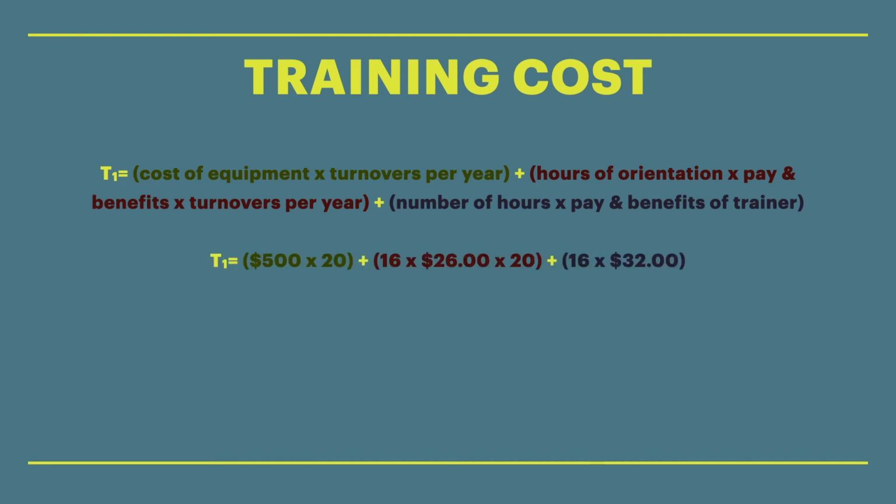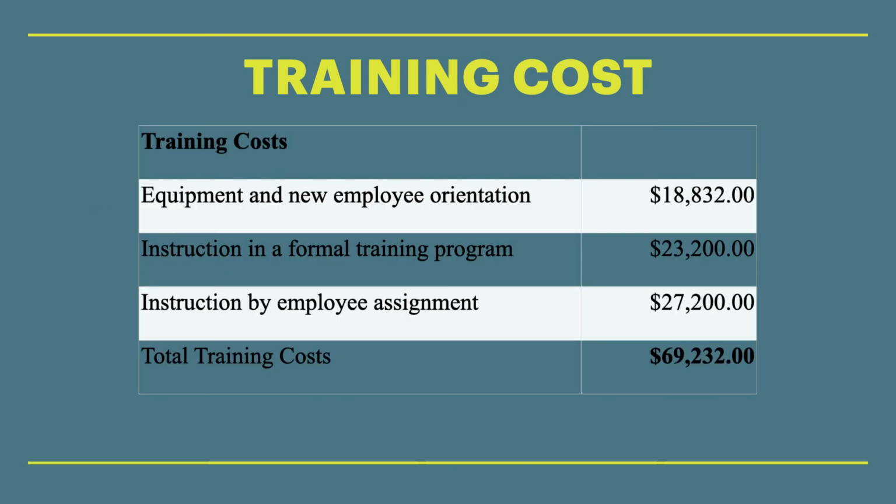Our calculation will look like this. $500 for equipment times the 20 new hires each year, added to the 16 hours of orientation times the $26 per hour of the new hire times each of the new hires, added to that the 16 hours of orientation times the $32 per hour of the trainer, for a grand total of $18,832 spent this year approximately to replace 20 employees. This brings us to a total training cost of almost $70,000 estimated this year.